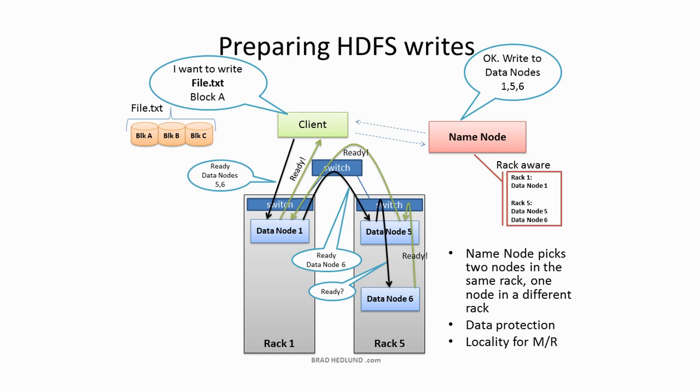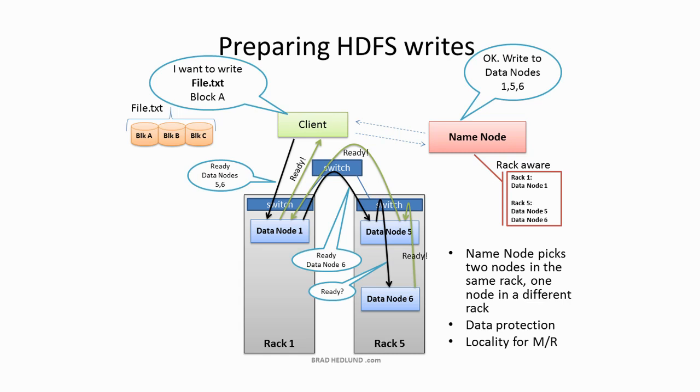And what the client does is actually first prepare the data nodes. So he says, are you ready to write? And it says that to data node 1, which then communicates with data node 5 across the switch, and then data node 5 communicates with data node 6 within the rack, and then you get back an acknowledged signal from data node 6, and then from data node 5 to data node 1 and back to the client, and finally the client is ready to actually write the data.